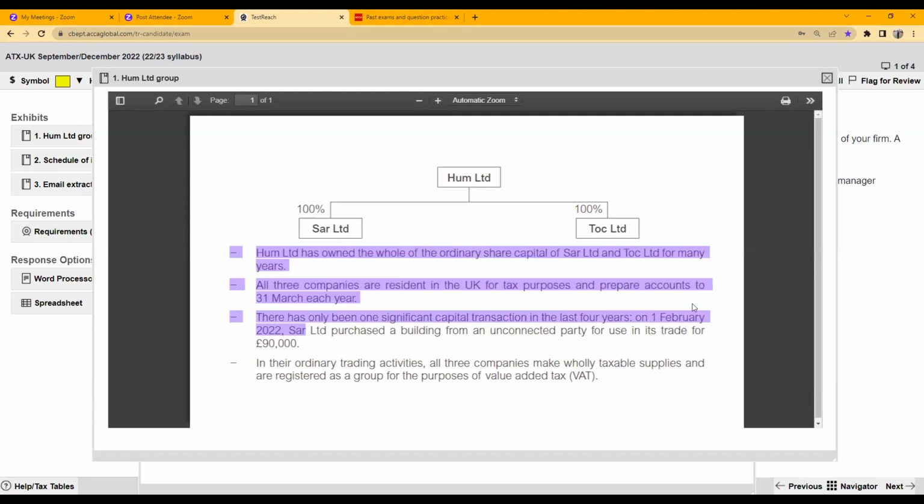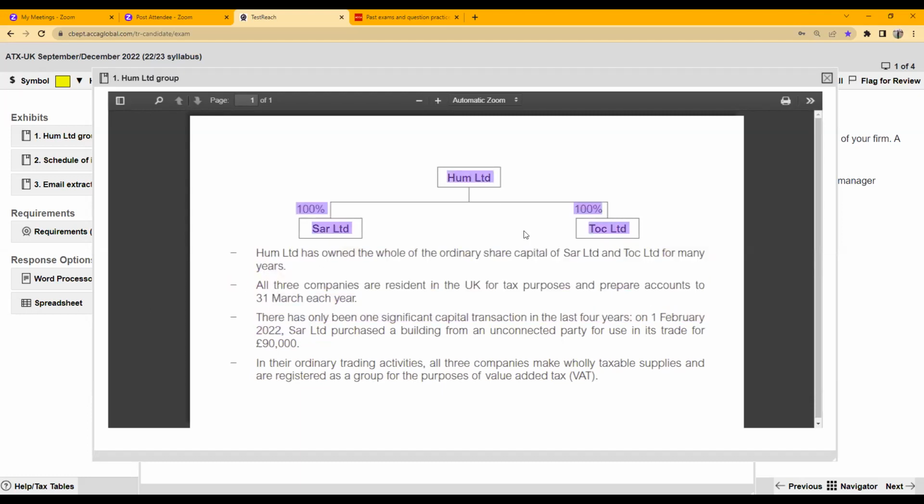Because if a group company is disposing of an asset and any other group company purchases another business asset from an unconnected party, then group rollover relief can be claimed. So this is how you would be reading your question and also planning a few things while reading the question.